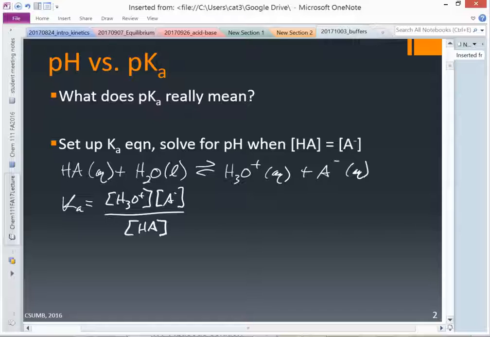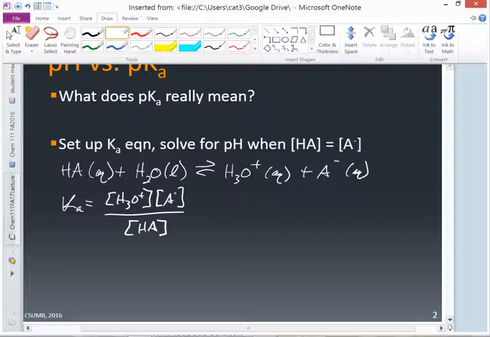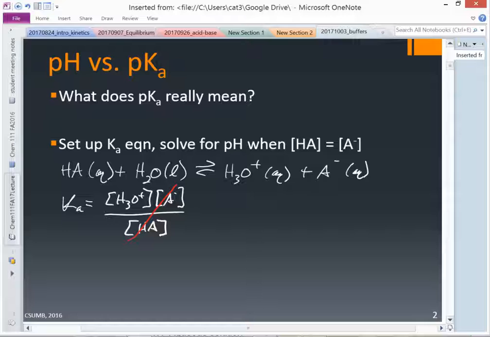But what if you look at the case where HA equals A minus? What happens to this equation? They drop out. And Ka, in that case, equals H3O plus.